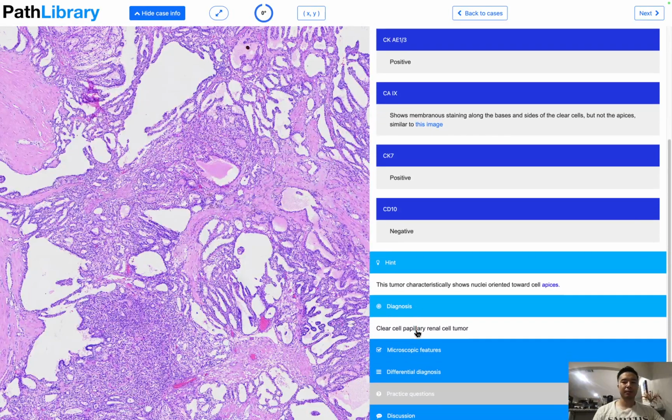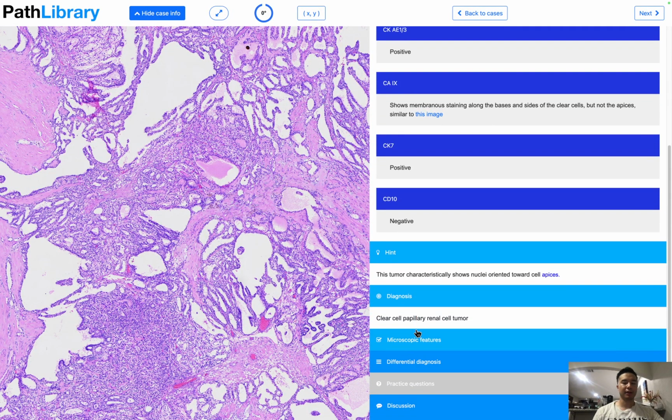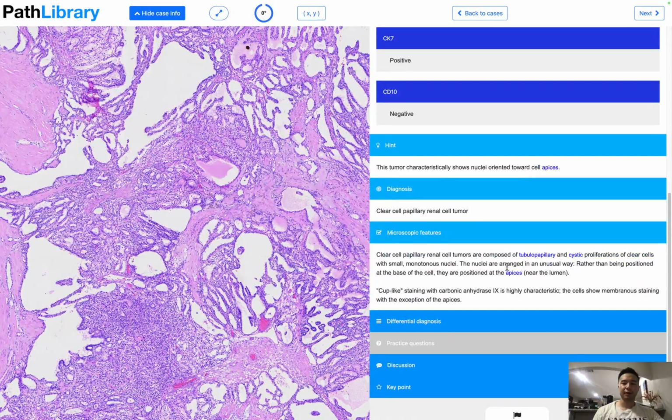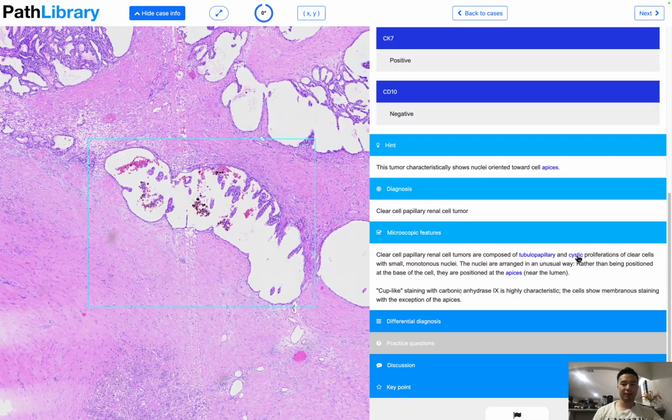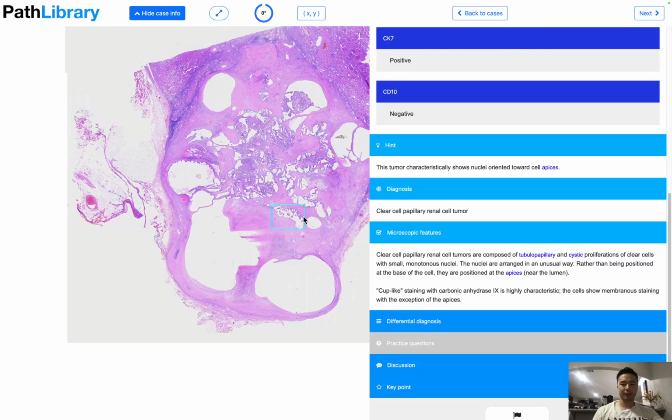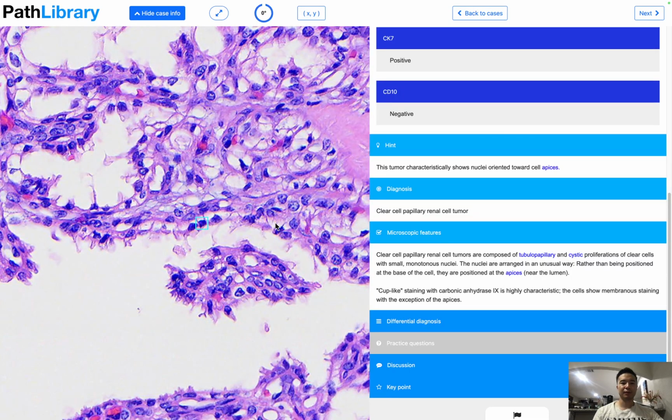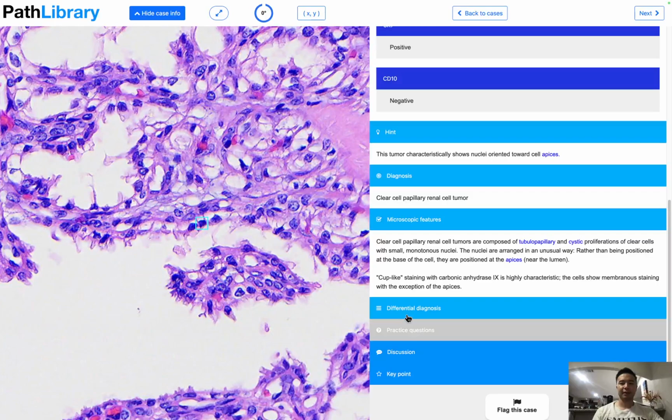So this is clear cell papillary renal cell tumor, okay? It used to be called clear cell papillary renal cell carcinoma, but this has a really good prognosis, so the recent iteration of the WHO changed it to tumor. So it'll have this tubulopapillary architecture, cystic proliferations of relatively monotonous cells, and the nuclei are positioned at the apices near the lumen.